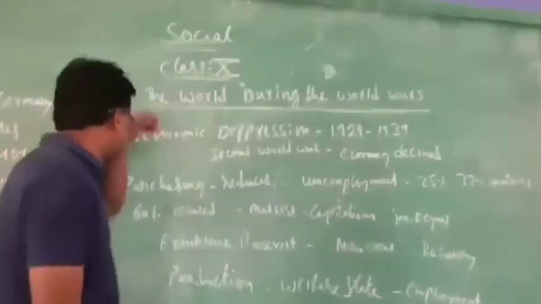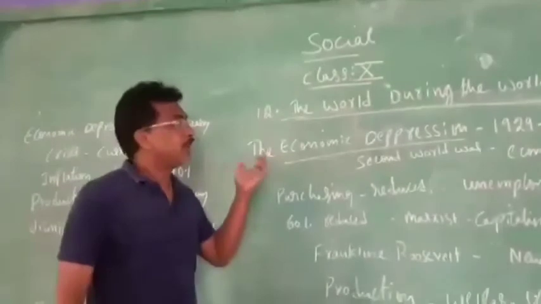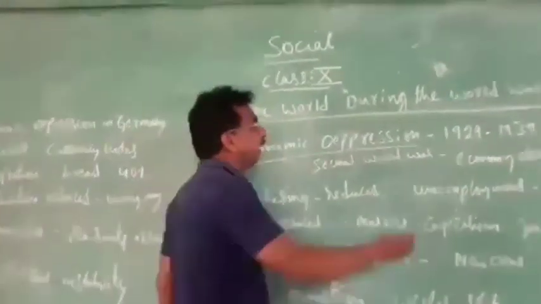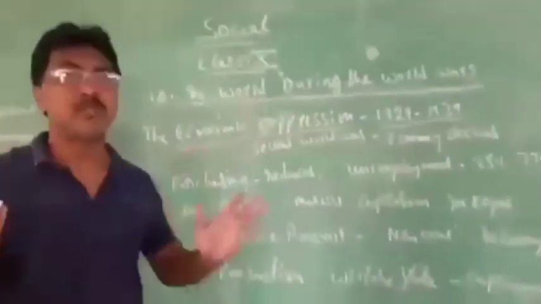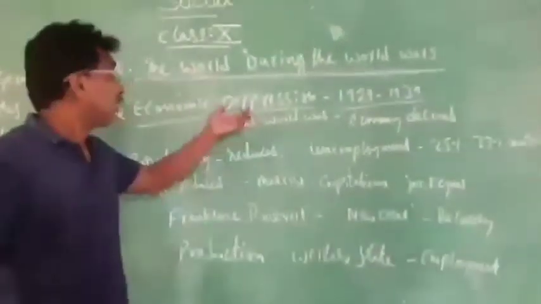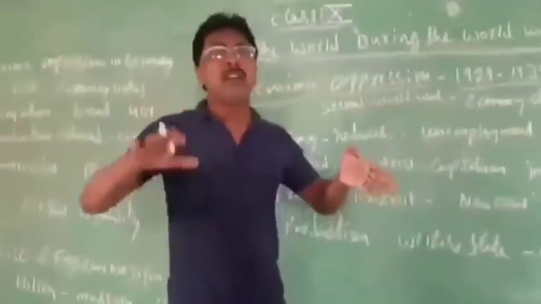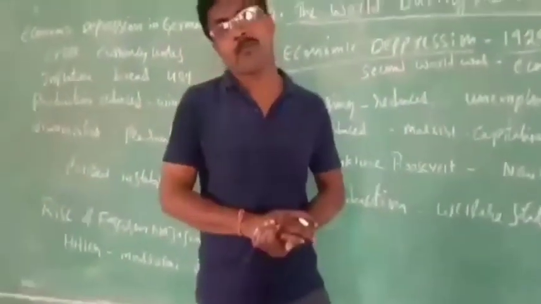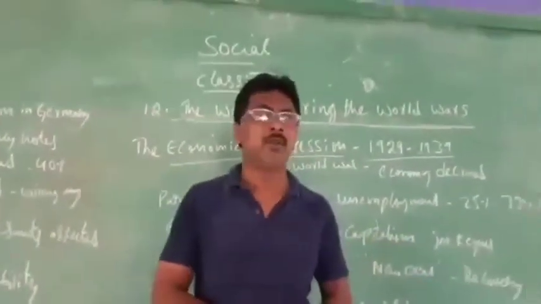Next we are going to discuss the economic depression. Listen here now, what is economic depression? This economic depression started in 1929 and continued for years. Economic depression means what? Don't think of depression as sadness. Depression means decline of economy. Decline of economy means the money was degraded.